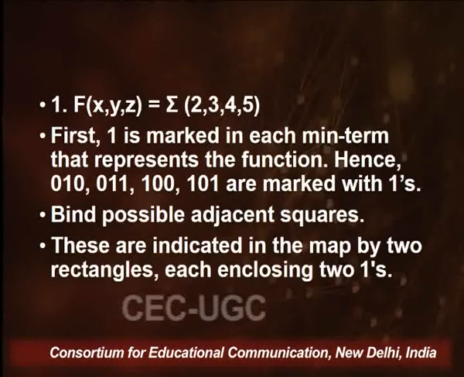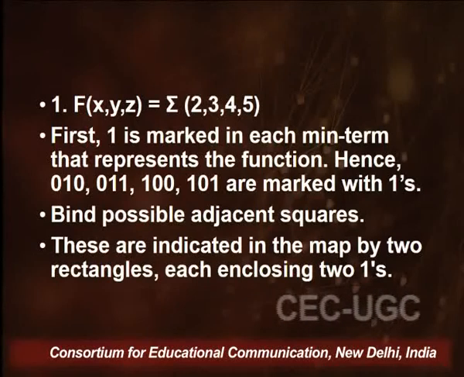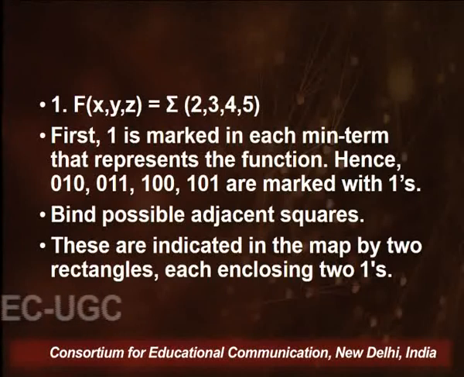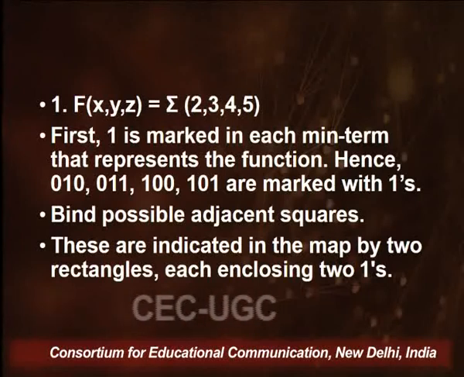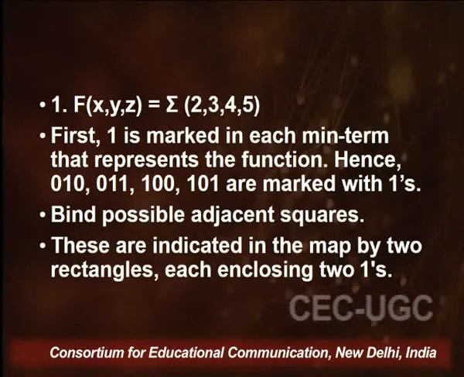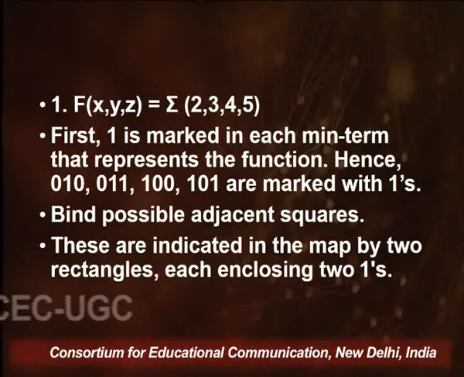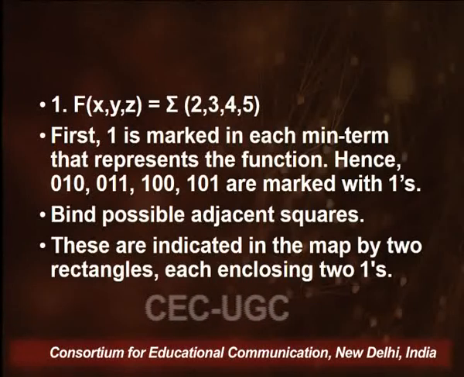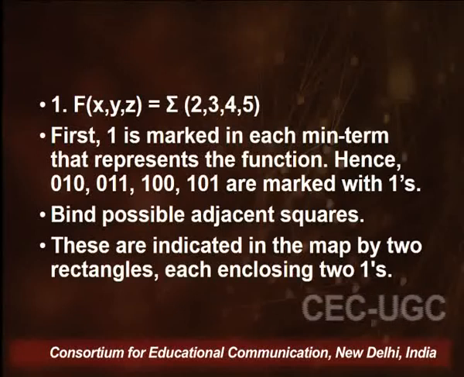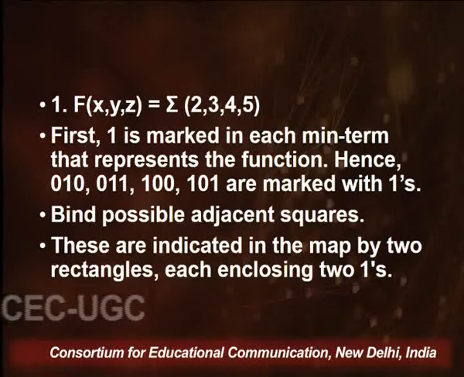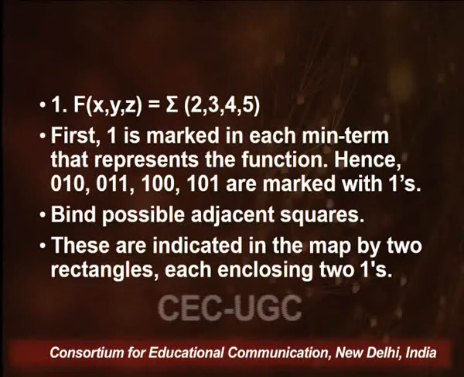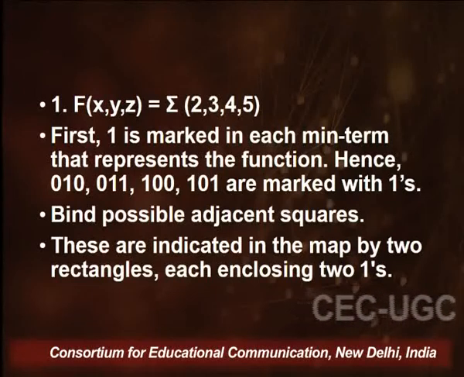Let's try and apply this law. Let's take an example of a function XYZ represented by summation 2, 3, 4, 5. This means a 1 is going to be marked in each minterm that represents the function. Hence, 2 will be represented by 0 1 0, cell 3 by 0 1 1, 4 by 1 0 0 and 5 by 1 0 1. Find these possible adjacent squares. This is how we are going to start, after drawing the K-map, trying to simplify it. These are indicated in the map by two rectangles, each enclosing two ones.